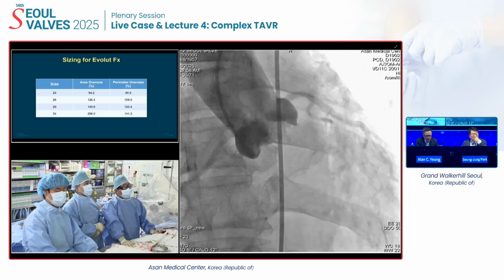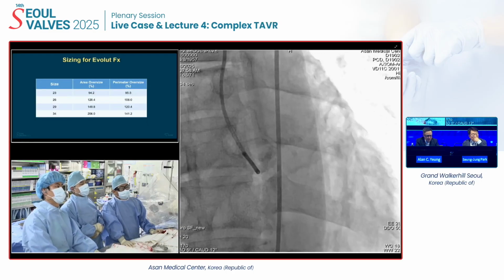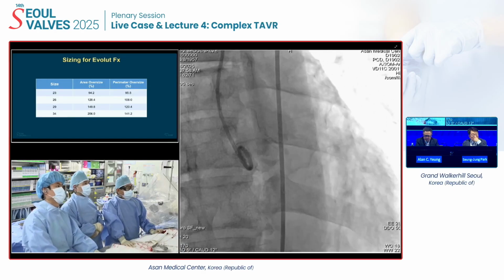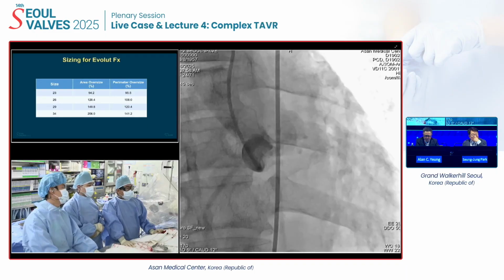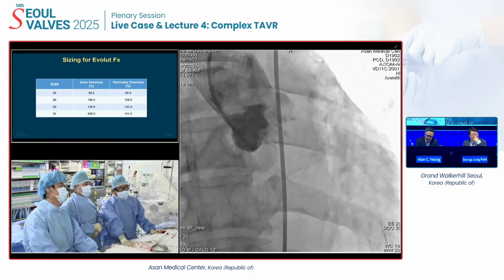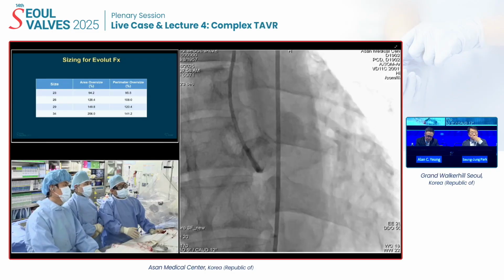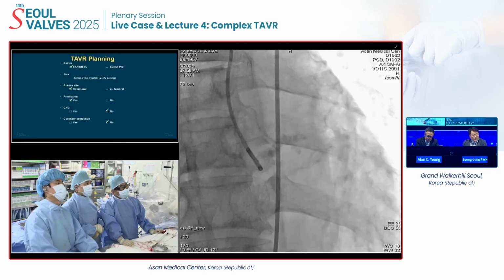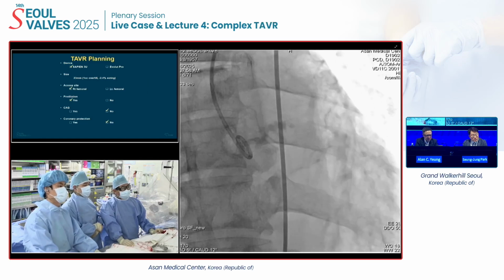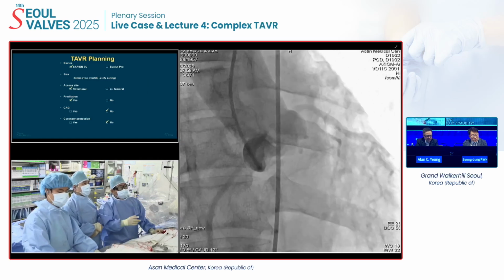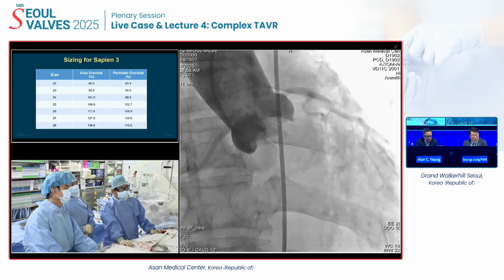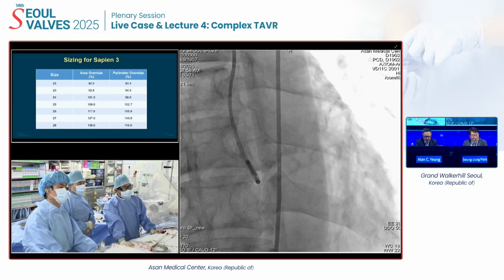Average effects, I think 29 would be fine. So in this case, we consider the relatively younger age, future coronary access. Regarding the risk of permanent pacemaker, we plan to implant the SAPIEN 3, but the sizing of SAPIEN 3 is not easy. Could you give me some advice from the moderator and panels?